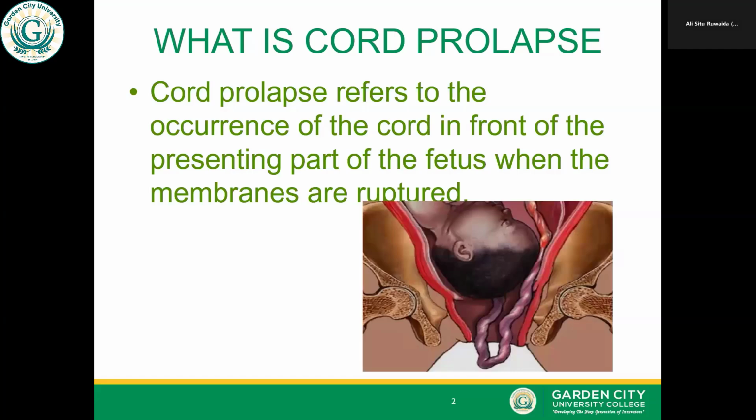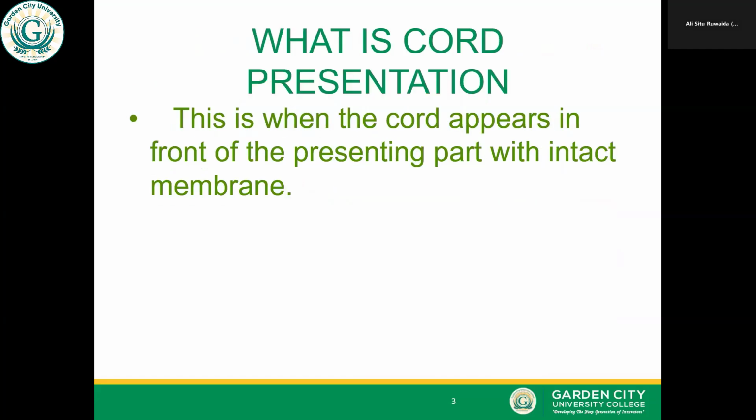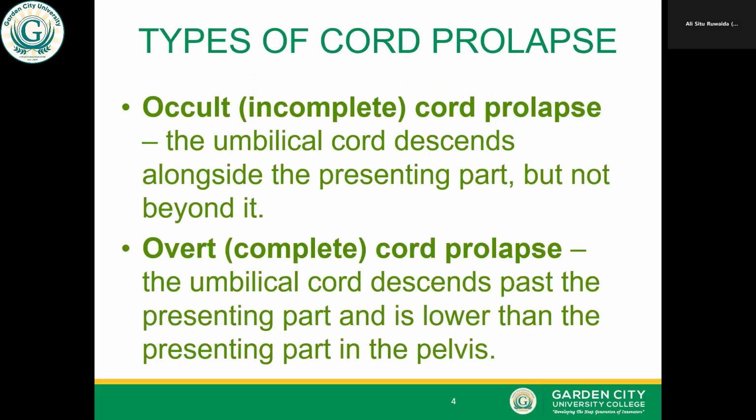Cord prolapse refers to the occurrence of the cord in front of the presenting part of the fetus when membranes are ruptured. When membranes are ruptured, let's take note of that. The cord is out when membranes are ruptured. And when we talk about cord presentation, membranes are intact. But when you do VE, you can still feel the cord being in front of the presenting part.